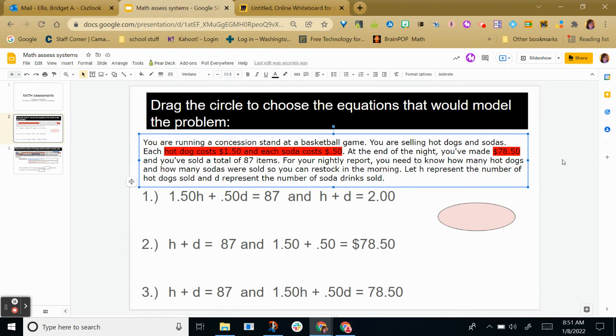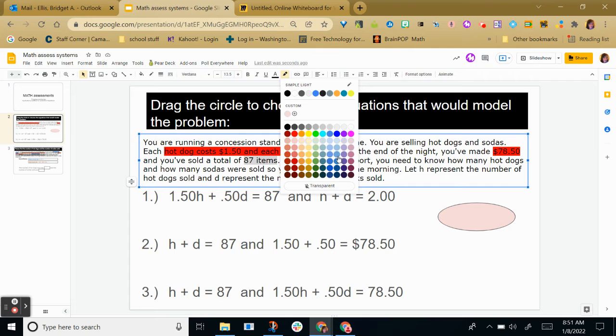So I've taken all the money figures and I've highlighted them in one color because they're all going to be one equation. The other number that they've given us to work with is 87 items. So that's going to be about how many. Like I said, if you line them all up and counted them, 1, 2, 3, 4, 5, 6, 7, all together, you'd have 87 things that you sold. So I'm going to highlight that in a different color.